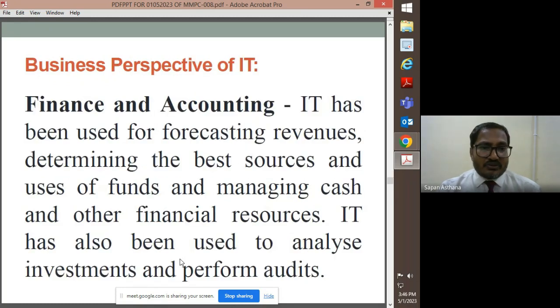When we talk about the business perspective of IT, this is very much helpful in finance and accounting. I think all of you are familiar with how this is helpful in finance, and how this is helpful in accounting. IT has been used for forecasting revenues, determining the best sources and uses of funds, and managing cash and other financial resources. IT has also been used to analyze investments and perform audits.